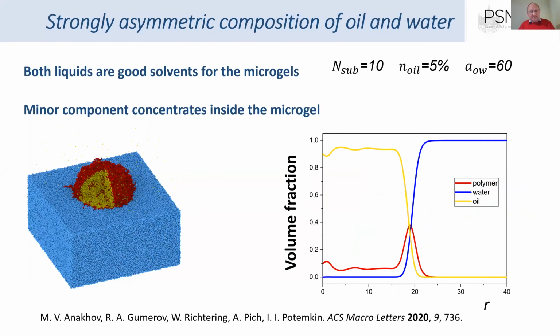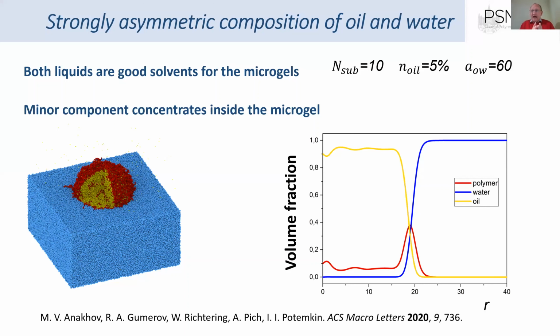So the question we also address is what's going on if the composition of the mixture of two liquids is strongly asymmetric. I mean, if we have a majority of water and a very small fraction of oil. In other words, if we add microgel, the total volume of the oil is much smaller than the total volume of the microgel. An emulsion cannot be formed under such conditions.